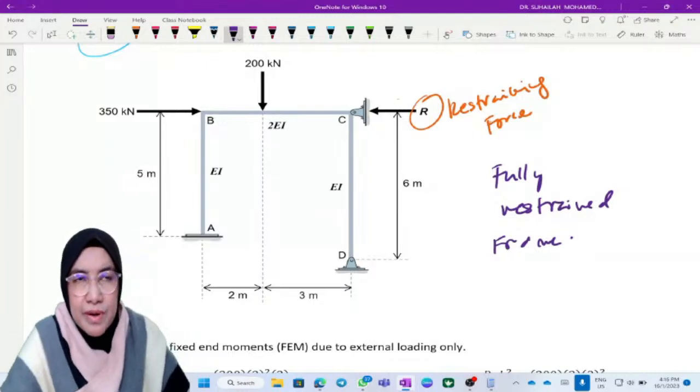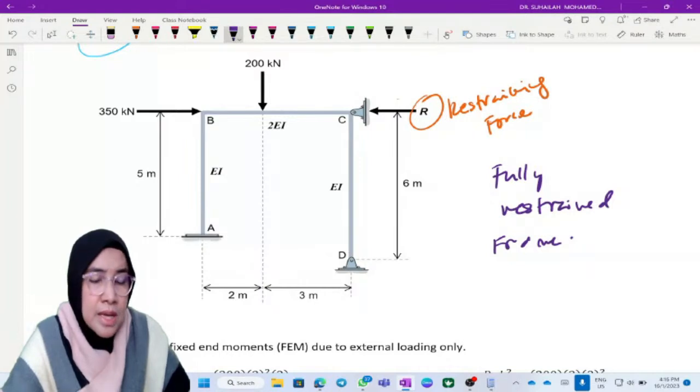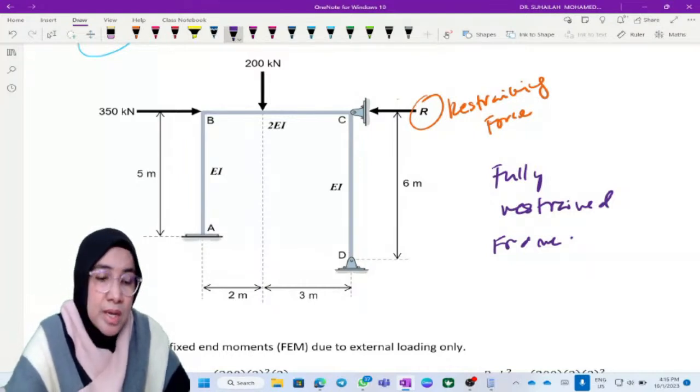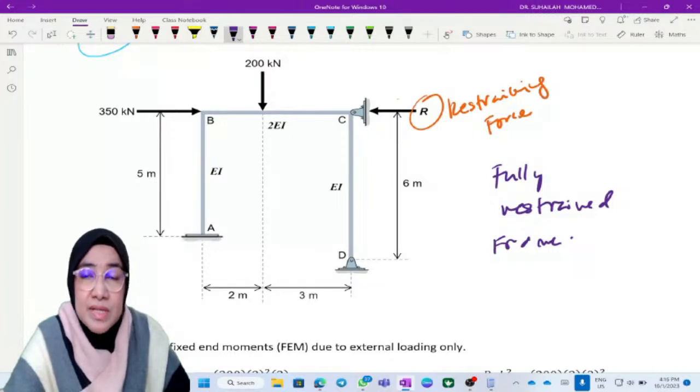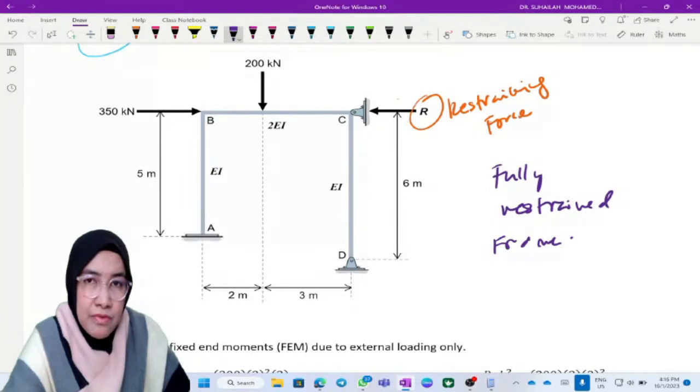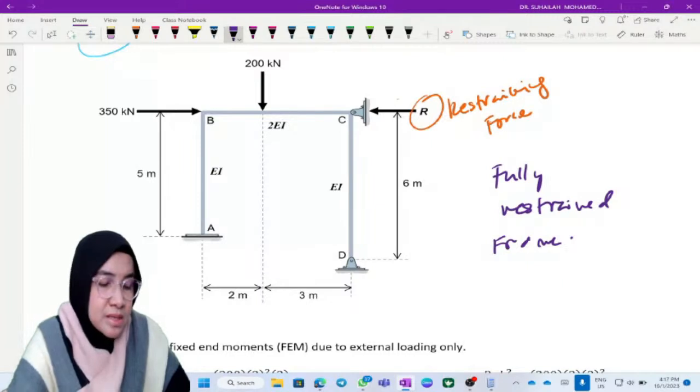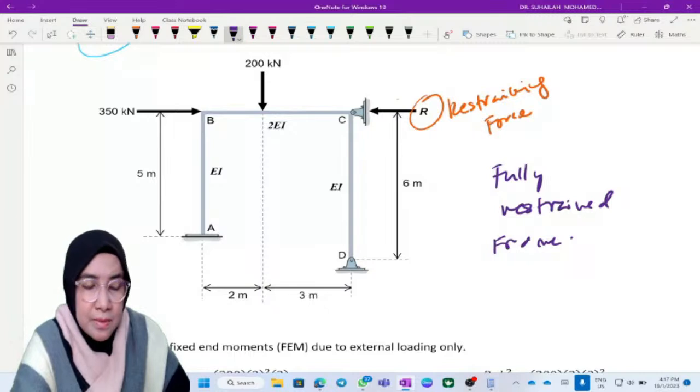In a fully restrained frame, there is no delta. There is no sidesway. Fully restrained frame means no sidesway, meaning that the members in the frame will only deflect, not move in the right or left direction. This is the fully restrained frame. So of course we will analyze this, to calculate the R value later on.